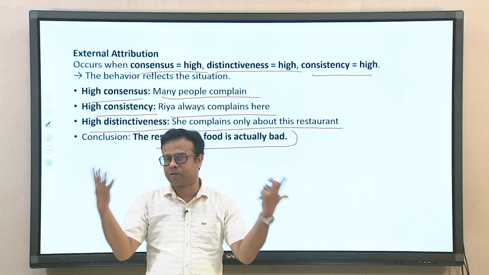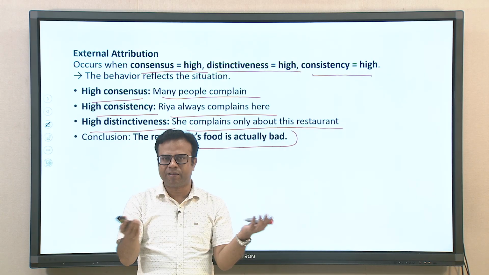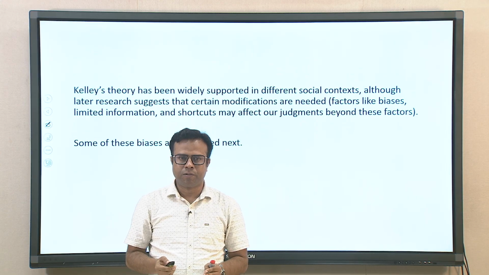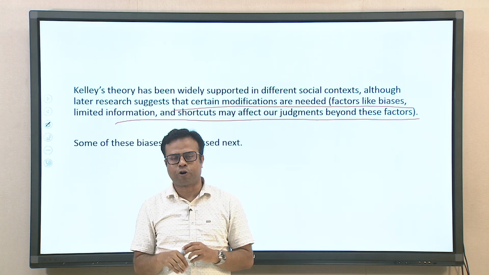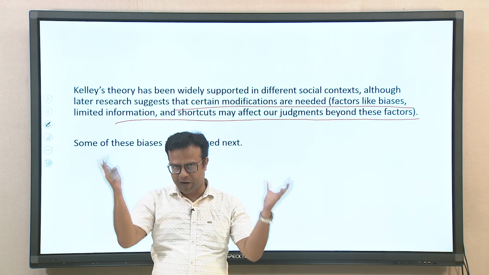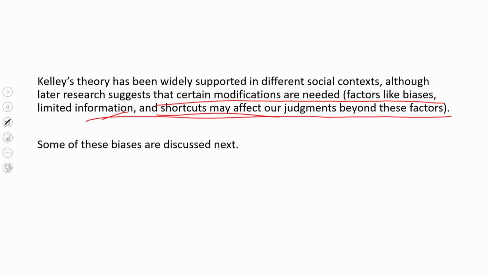So, all these three combinations can create either internal attribution or external attribution. Other combinations can be there, but then it becomes more confusing, while these two combinations very clearly reflect internal and external attributions. Kelley's theory has been supported in many social contexts, although later research suggests that certain modifications are needed, as factors like biases, limited information, and shortcuts may affect our judgment beyond these factors. Although Kelley's factors are very important and have received a lot of research support, they are not the only information that we use to judge or attribute the causes of behavior. There are many other things that can influence how we find reasons behind behaviors.